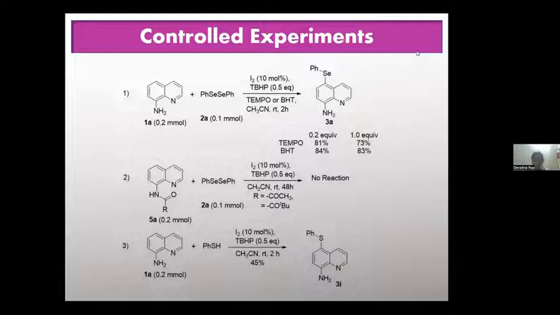The next reaction was with the protected amino group. As I've already discussed, the previous groups functionalized the C5 position with the protected amino group. Here, when we tried the same thing, there was no reaction and only the starting material was recovered intact in the reaction mixture. Finally, when we did the reaction with thiol instead of the disulfide compounds, we again were able to get the desired C5 chalcogenated product in 45%. Although the yield was low, it indicates that the thiol compound can be used as the substrate instead of the dichalcogenated substrate.